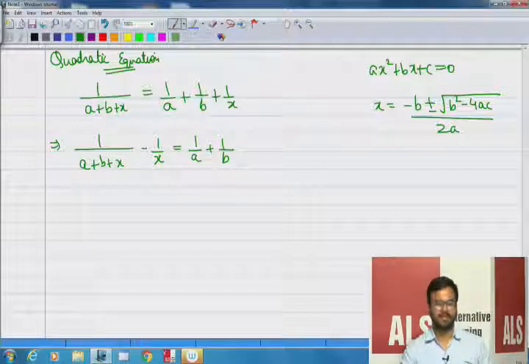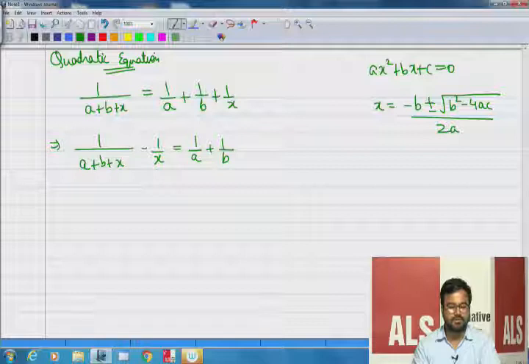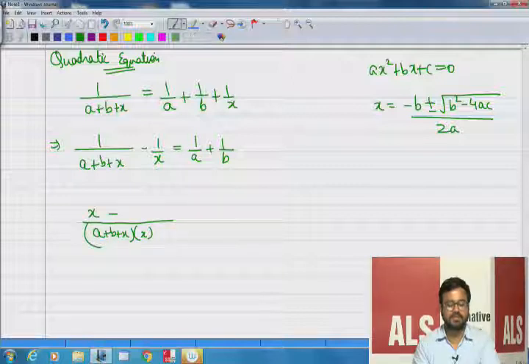That's perfect. Correct answer. x is equal to minus a or x equal to minus b. Okay, let me quickly solve this one for you also. So when you take the LCM over here, that will become a plus b plus x times x. In the numerator it will be x minus of this thing a plus b plus x, so it will become minus a minus b minus x.